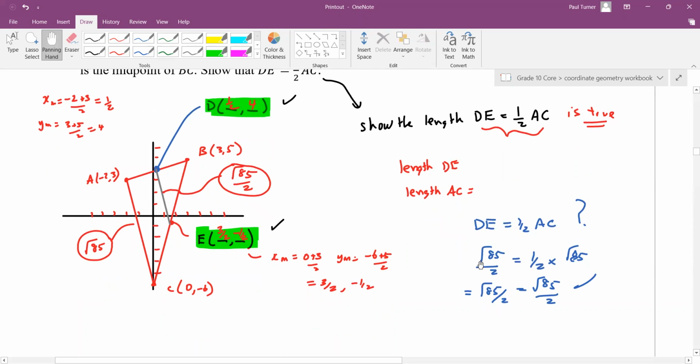So when I say show, that means you actually have to stick some numbers in and show me this is true. So don't assume I know what you're talking about. So you could say, therefore, DE equals a half AC as like your final conclusion. So I know that you've actually put the numbers in and checked. So sub numbers here. And then check you get the two sides being equal. And that's all you have to do to finish.